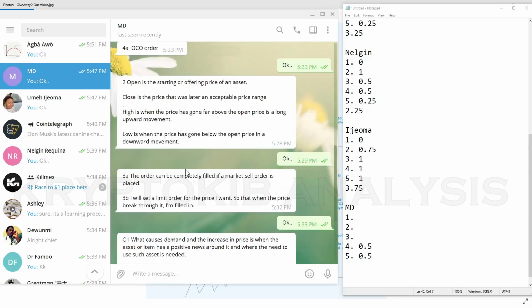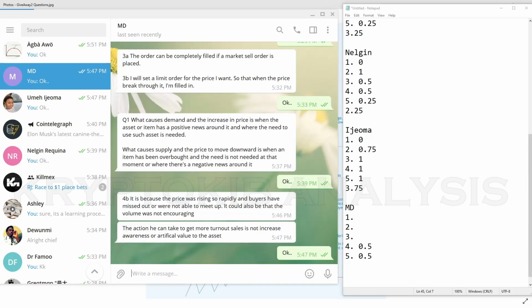Where is your 4B? Okay. It is because the price was rising so rapidly and buyers have missed out or were not able to meet up. It could also be that the volume was not encouraging. The action you can take to get more turnout is not increase awareness or artificial value to the asset. I'm not sure I quite understand. I don't know if MD is here. MD, I don't know if you are here.